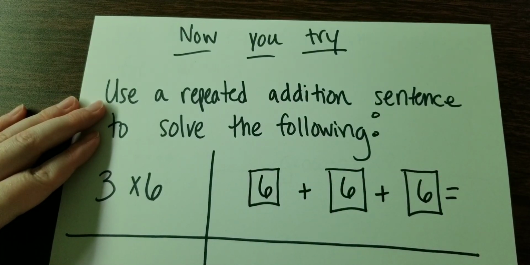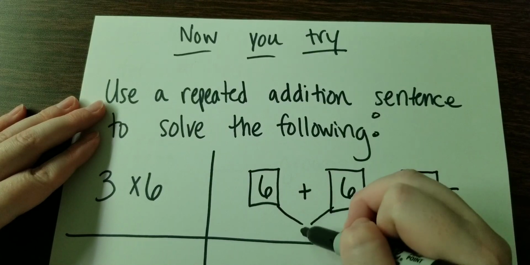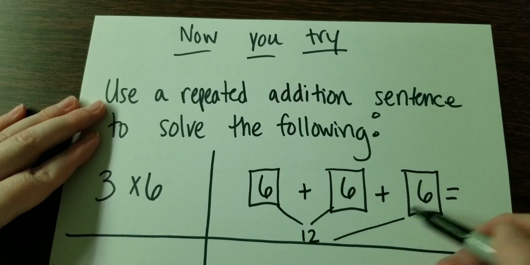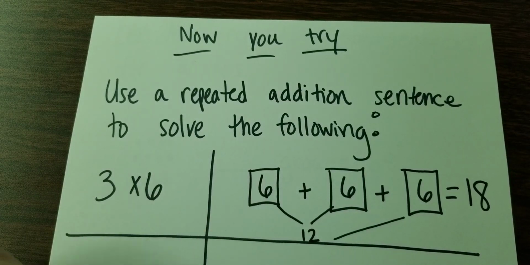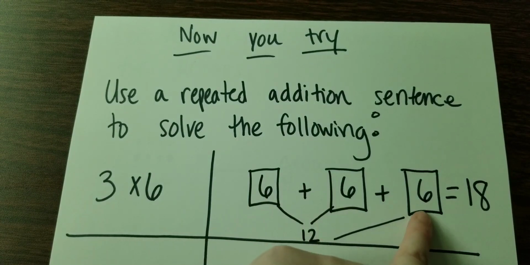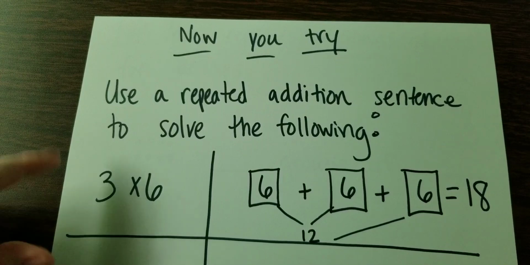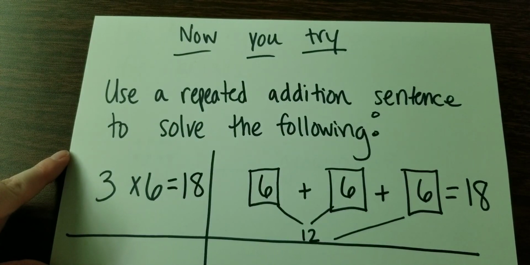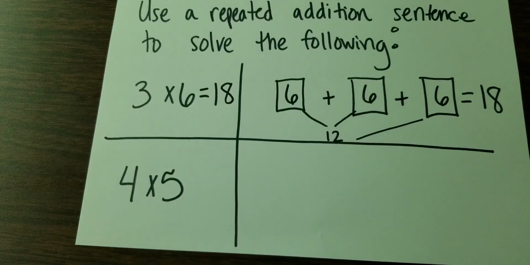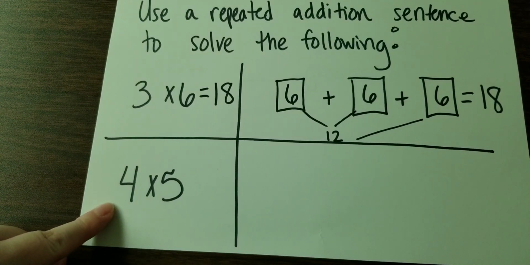I'm going to use known facts. I know that 6 plus 6 is 12. 12 plus 6 more is 18. So here's my repeated addition sentence. 6 plus 6 plus 6 equals 18. I know 3 times 6 is 18. Now, pause the video. Write a repeated addition sentence for 4 times 5.